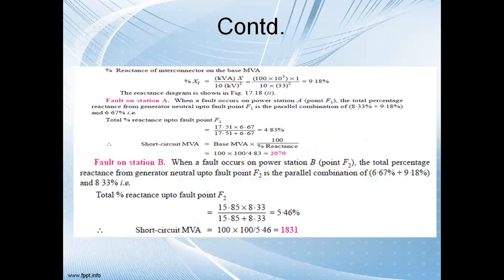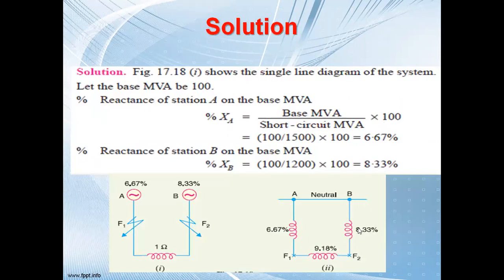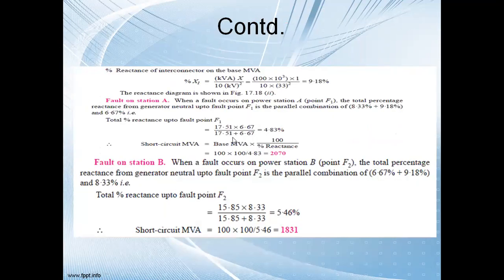Okay. So then we'll apply that particular formula, short circuit MVA. You see here 8.33 plus 9.18. We have added these two, and that added combination will be in parallel with 6.67. So it is 6.67 and this added value is 17.51. They are in parallel, so this particular value comes to 4.83%.